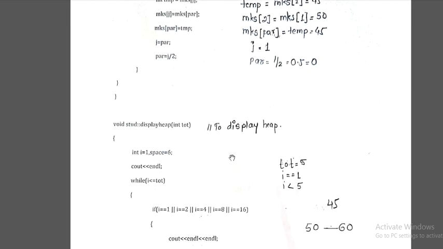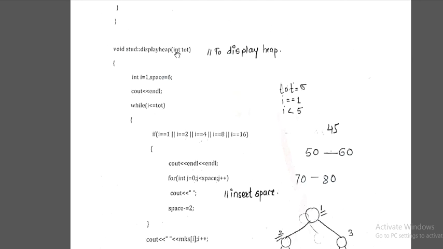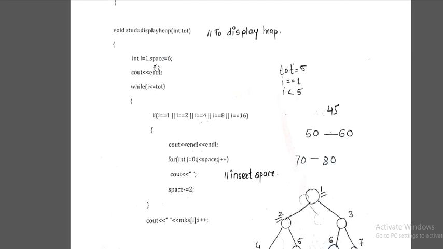After that, what is the thing we have to do now? We have to display that heap. For that, we need to display the spacing also. For that spacing, we have taken one variable space, which will have the value initially 6. Now whatever the total count we have, that is the number of marks, up to that we have to execute this for loop, and for 1, 2, 4, 8, 16 and so on, we have to insert the space.